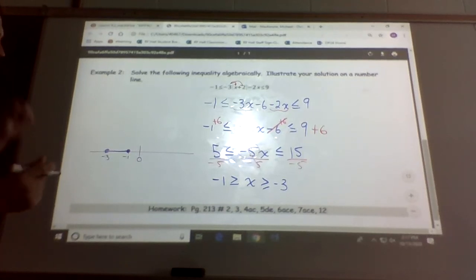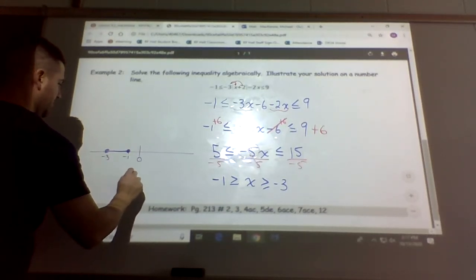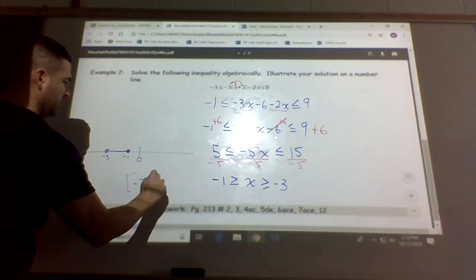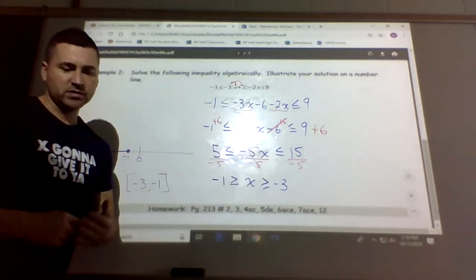Okay? It doesn't say anything about set notation or anything. Interval notation would be from -3 to 1, and your set notation would be just as it is.